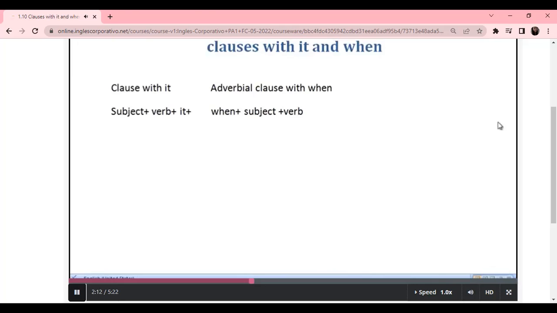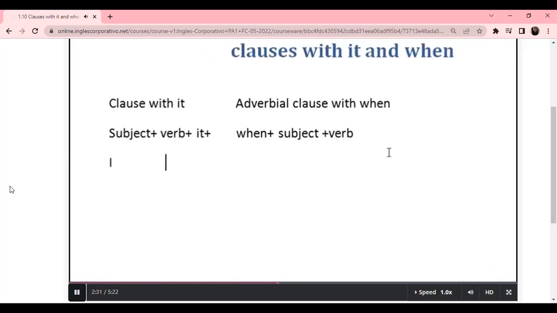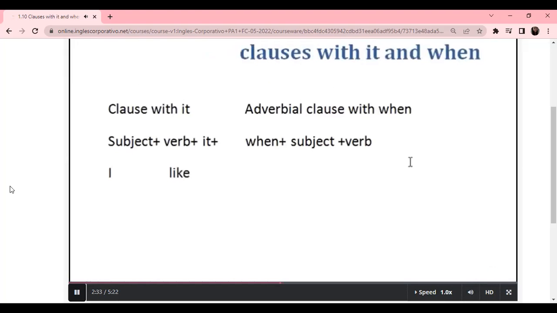So, as I mentioned at the beginning, I had a couple of examples for you. I'll just continue with making more examples. What kind of things do you like? Well, in order to formulate this sentence, we're going to have a subject. In this case, I'm just going to say I. The subject could be any other subject, by the way. I use a verb such as like. So I say I like it, and that's my clause with it. And then the next part continues with when. This is the situation, when.